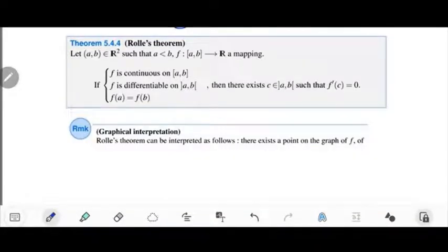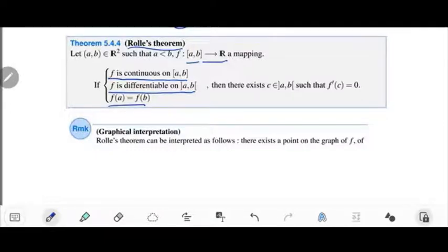We need to state now three very important theorems that can be applied to continuous and differentiable functions. The first one is Rolle's theorem. It says that if you have a function f defined on [a, b] into R, and it has the three following hypotheses. First, f is continuous on the closed interval [a, b], second, f is differentiable on the open interval (a, b), and third, f of a is equal to f of b.